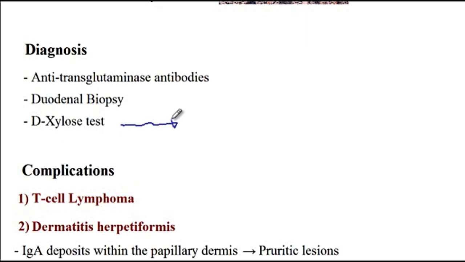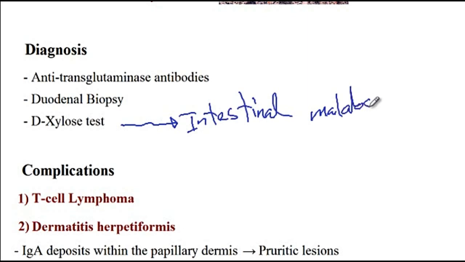So conditions like celiac disease, where there is intestinal malabsorption, present with a positive D-xylose test, meaning that there is a low level of D-xylose excretion in the urine due to the problem with the absorption of this monosaccharide from the GI tract.